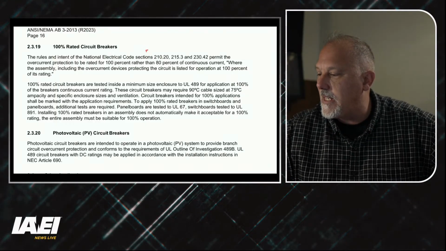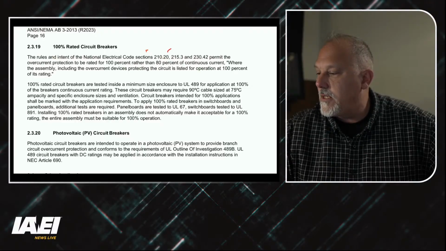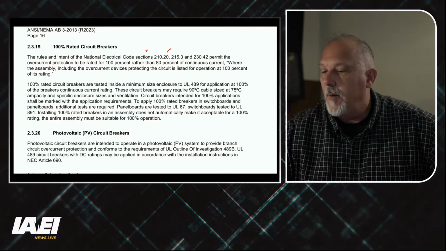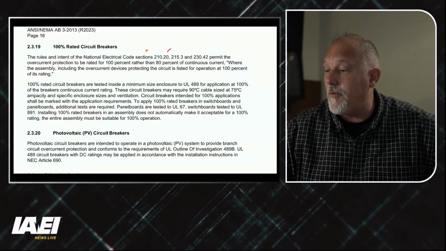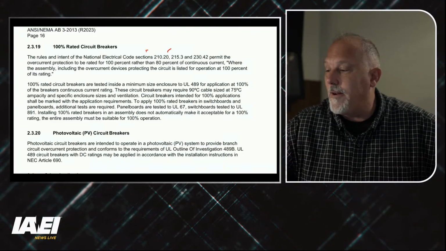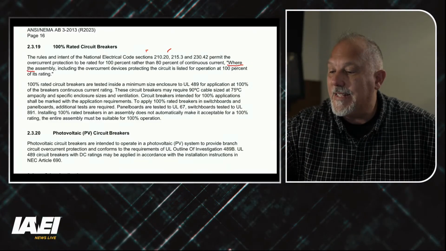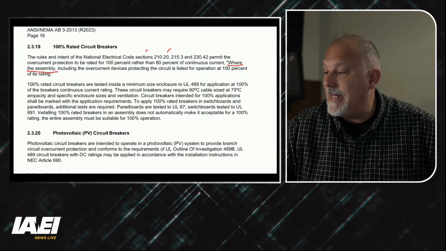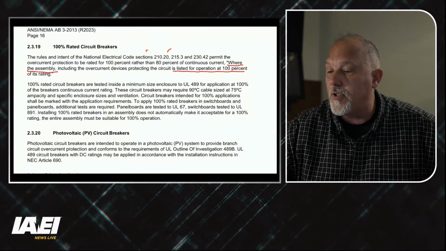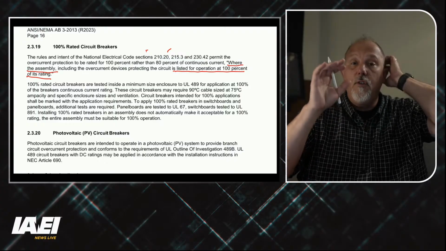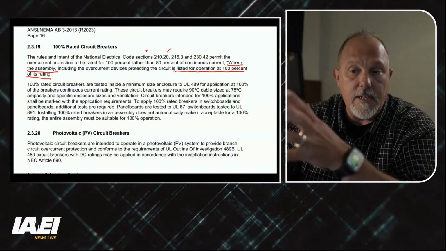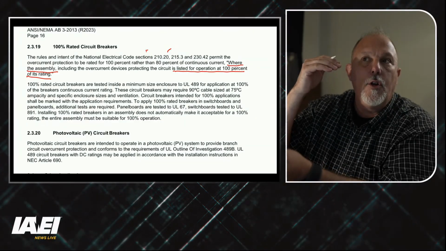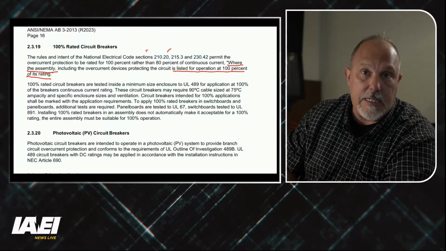And I'm hoping that we say this here. The rules of the intent of the NEC permit the, 210.20, 215, I think it's .2 now, I'm not sure, maybe it's .3, permit the overcurrent protector to be rated 100% rather than 80%, where, here it is, I love it, where the assembly, including the overcurrent devices, protecting the circuit is listed for operation at 100% of its rating. You'll find that in some cases the panel board or whatever equipment you're putting it in could say you can't do this at 100%.